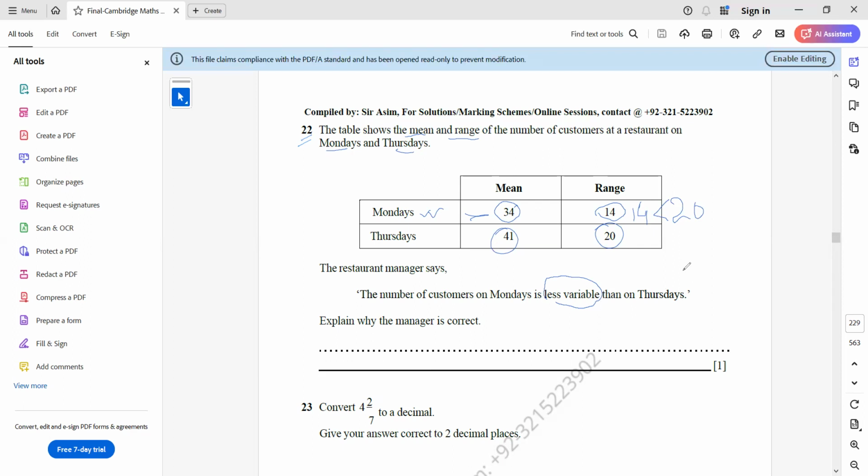So you can say the range on Mondays is smaller than the range on Thursdays.